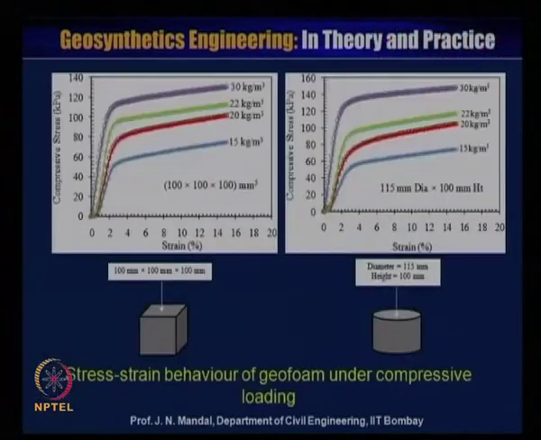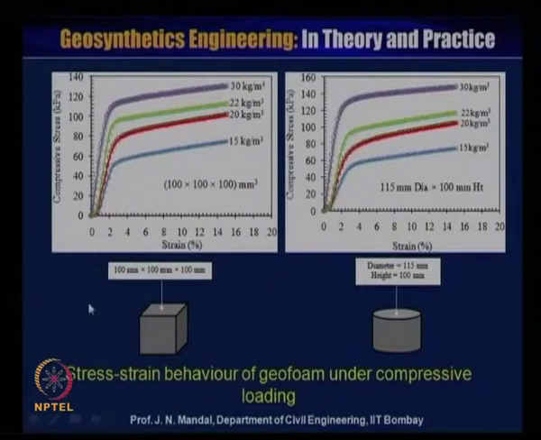From this test we can obtain the stress strain behavior of the geofoam under compressive strength, because you require that when you apply it in the construction of a retaining wall and want to use geofoam at the back of the retaining wall. So, what will be the compressive stress, what will be the deformation, and how can you calculate the thickness of geofoam material required at a particular density.